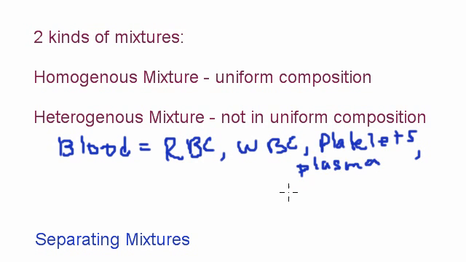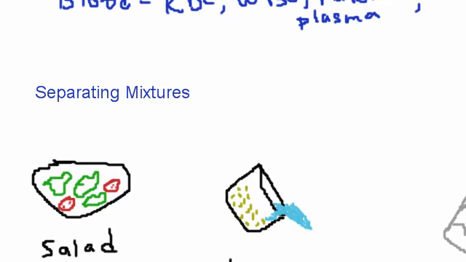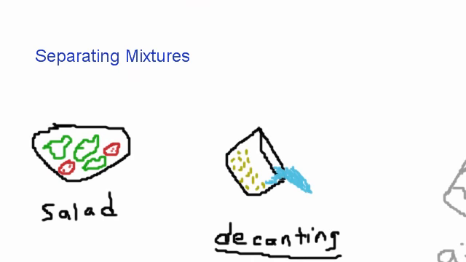Okay, so if you look at blood under a microscope, you can actually see the red blood cells, you can see the white blood cells, and all of this kind of stuff. The red blood cells are not combined with the white blood cells. These are two different things and they are not uniform. They're actually separate inside of the mixture, just like the salad is with the tomatoes.